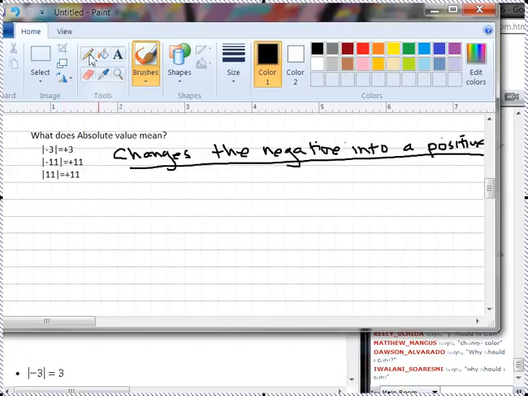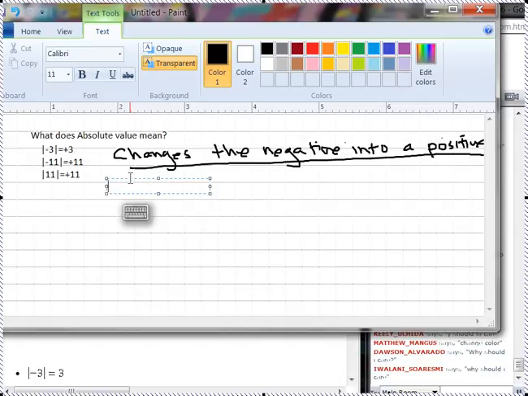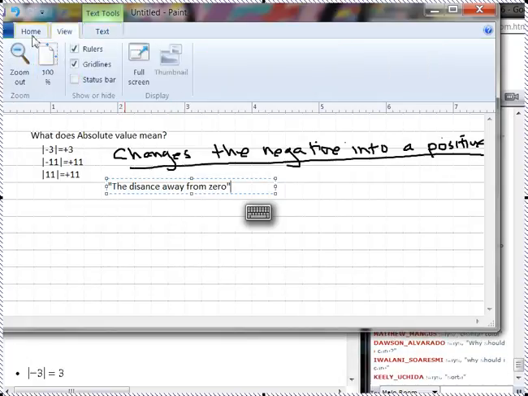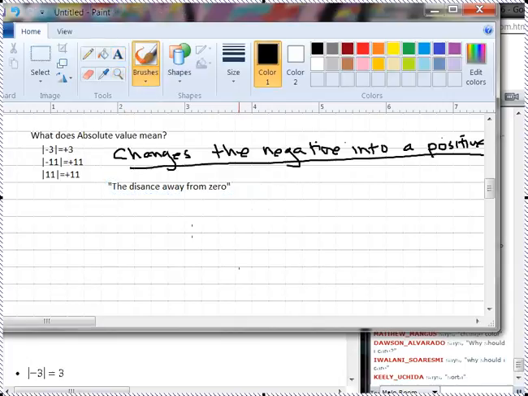Here's what the absolute value to me means. To me, the absolute value means, write this down, the distance away from 0. Does that make sense? The distance away from 0. So here's what I mean, okay?